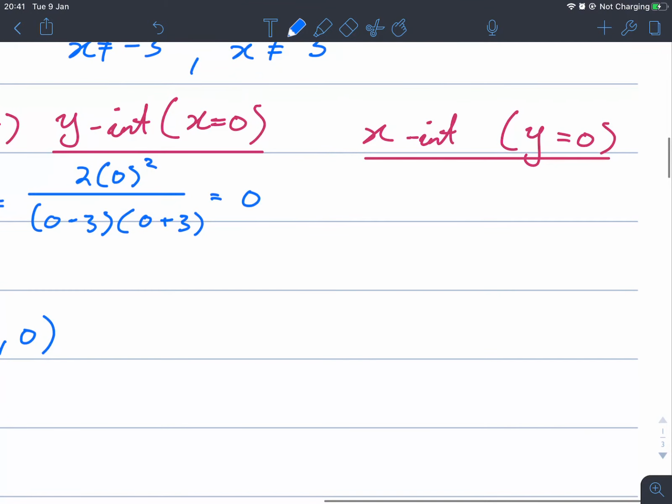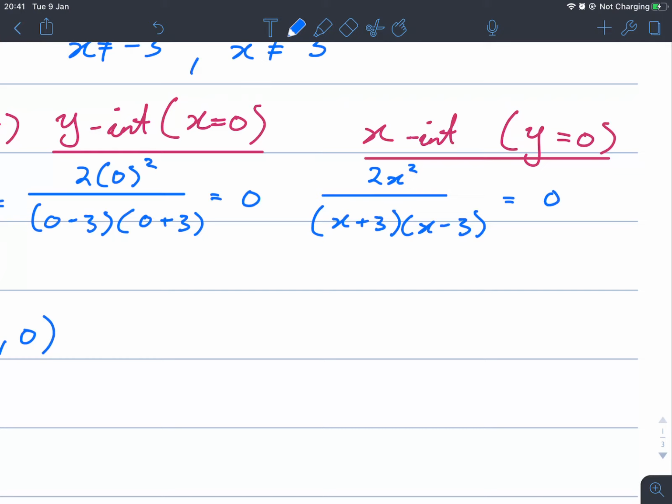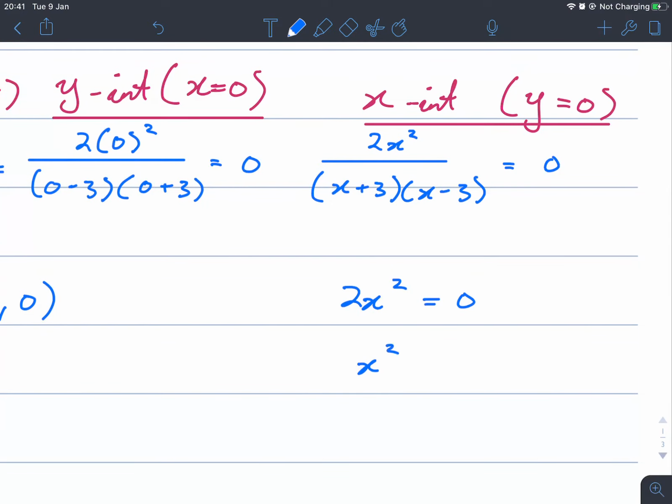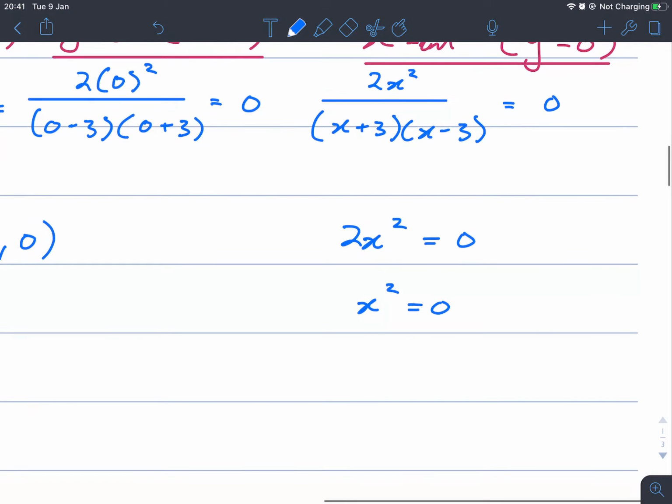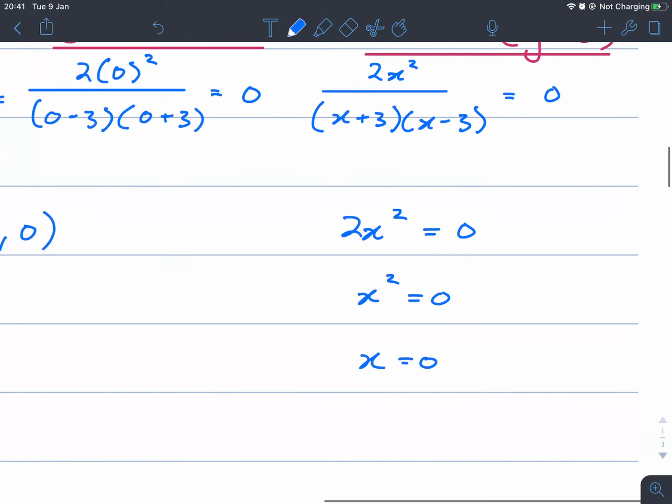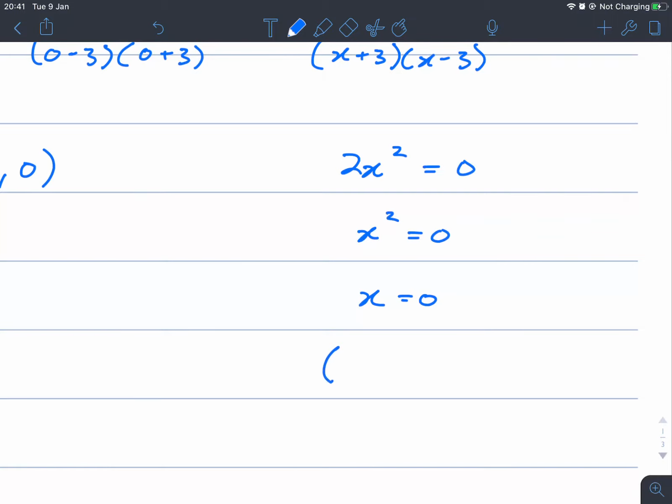We do a similar process here where we let 2x squared all over our denominator, x plus 3, x minus 3 is equal to 0 because that is our y value. And we solve for this. Multiplying out by the denominator, we get 2x squared equals 0. Dividing by 2 and taking the square roots, leaving us with 0. So our x-intercept is also at 0, 0.